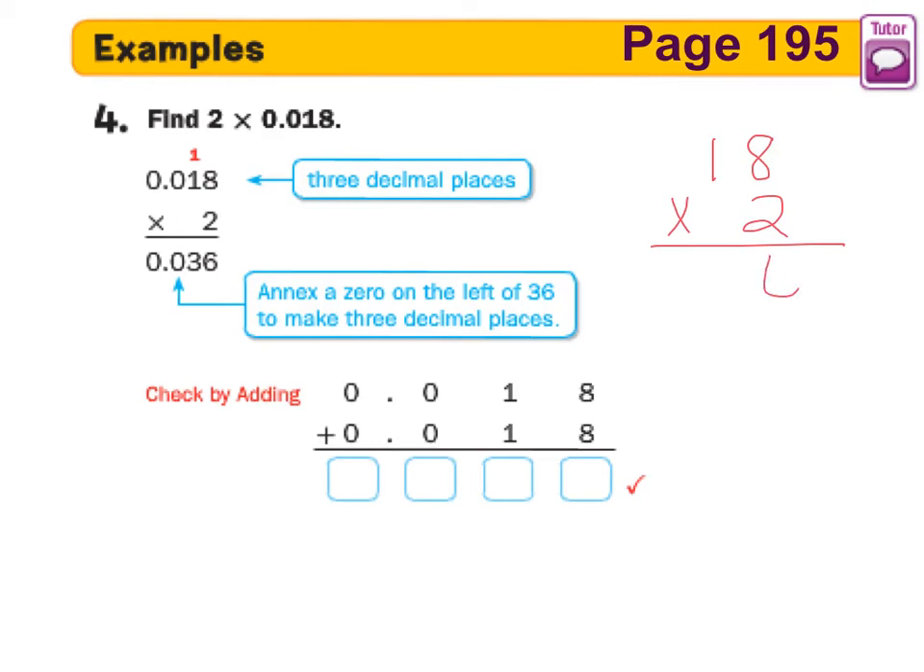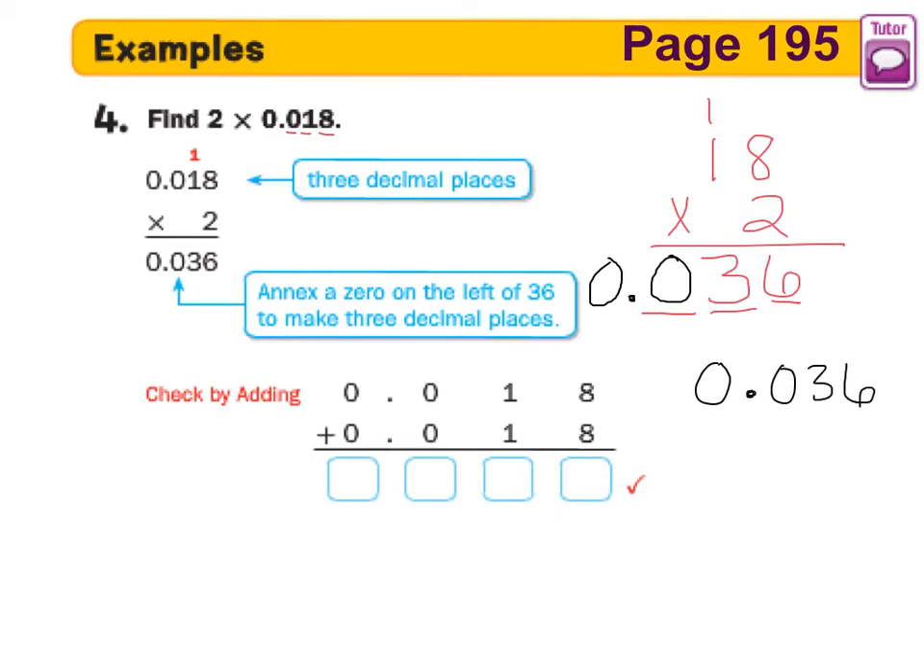8 times 2 is 16, and 2 times 1 plus 1 is 3. So I know my answer has to be with a 36, but I'm going to go back and count. I need 1, 2, 3 decimal places here, and on the 2 I have none. So I need 1, 2, and I need a third decimal place. So I'm going to fill it with a 0 and protect it with another 0. So my answer will be 36 thousandths.